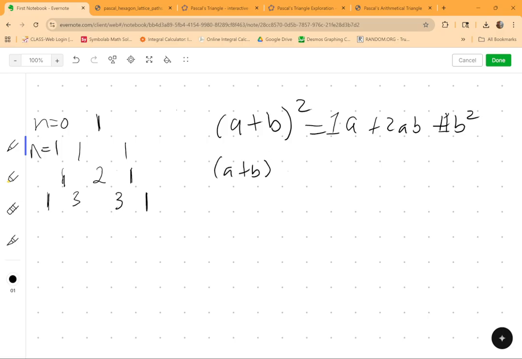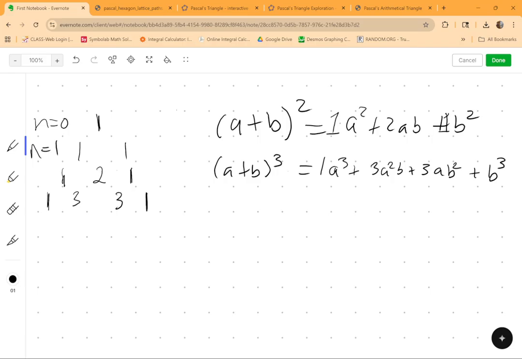A plus B cubed. So as it turns out, this is 1 A cubed plus 3 A squared B plus 3 A B squared plus B cubed. So if you were to expand this to the 3rd power, you would come up with this expression here.